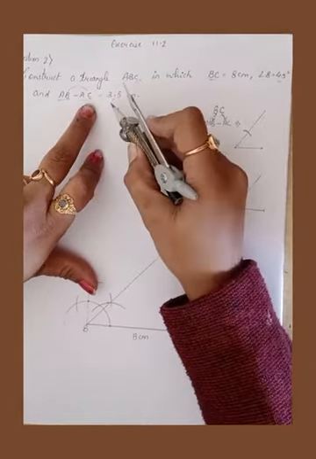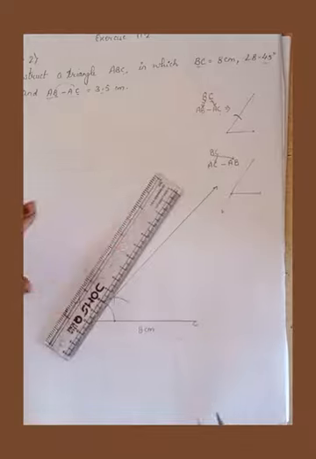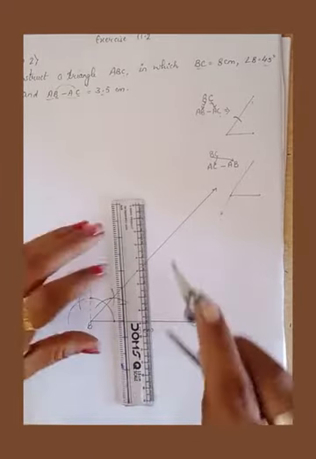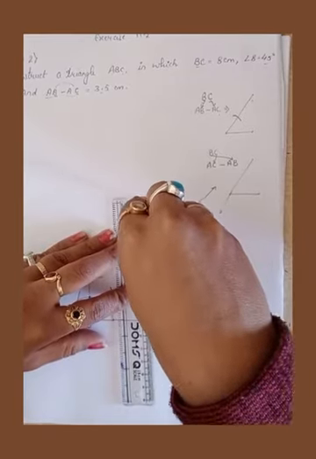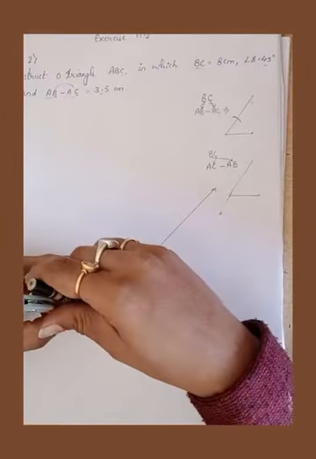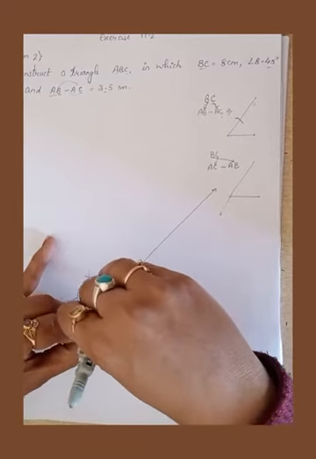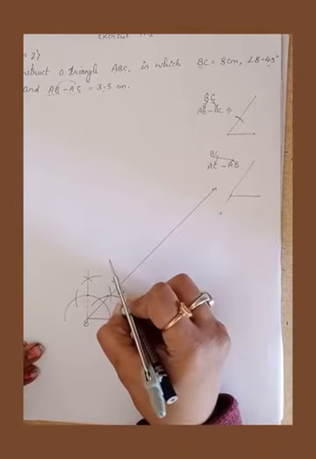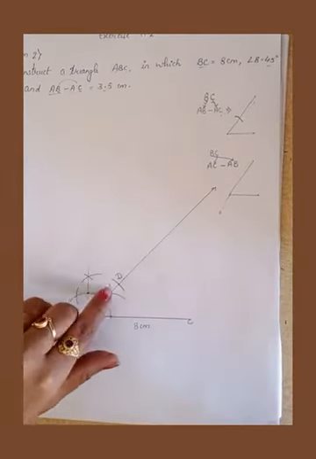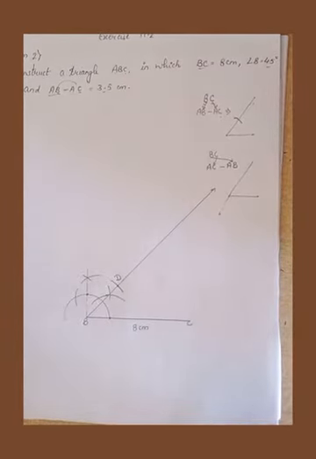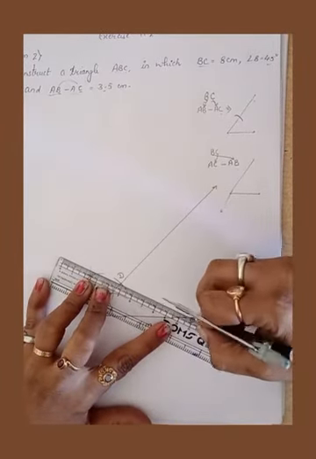Now what to do? AB minus AC is 3.5. So on the same angle we will measure AB minus AC, which is 3.5 centimeter. Measure the length 3.5, keep your compass at point B and cut an arc. Name this point D, a separate name than ABC, and join it.